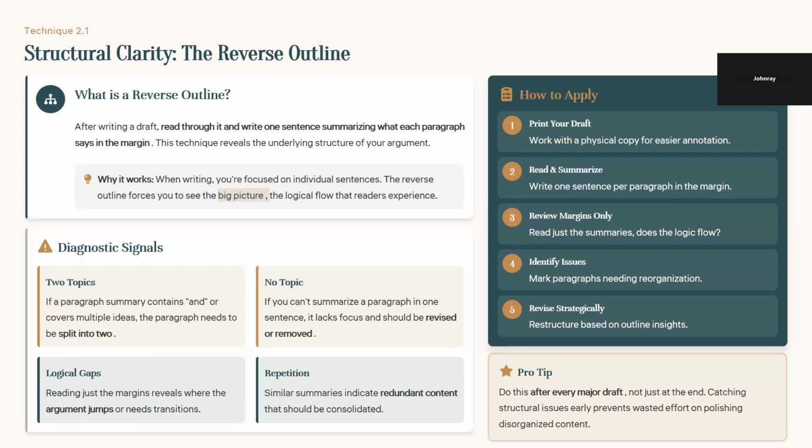Because when you don't do that, when you read and just leave, you forget. Like Prof said, you must read and write. You read and add comments to it. You must do that. This is very important. After writing your draft, read through it, and write one sentence in the margin summarizing each paragraph. So when you read the paragraph in the introduction, what does this paragraph mean?